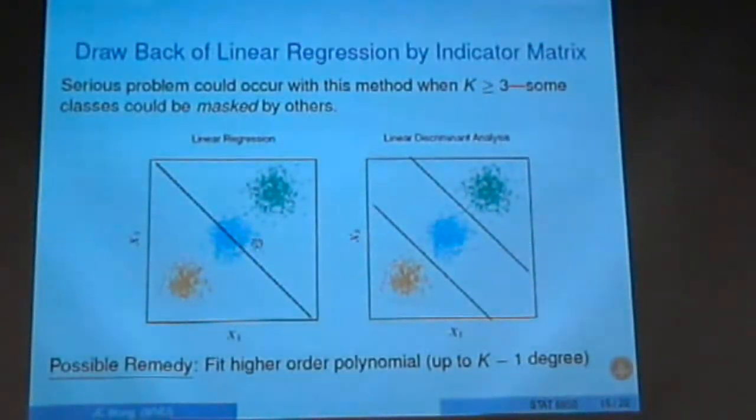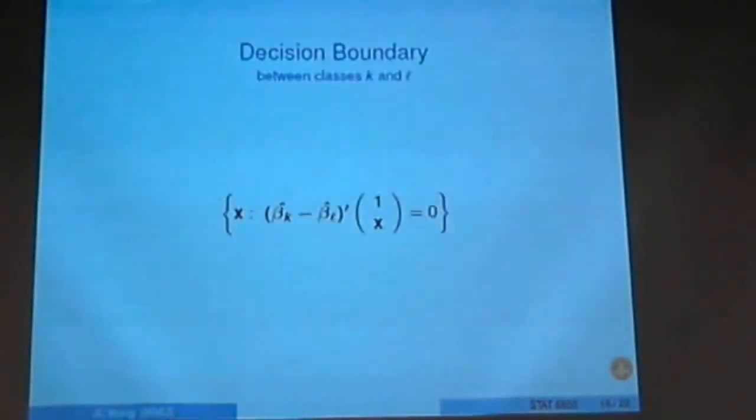Of course, there's one way you can overcome this. Instead of fitting only linearly, you consider higher order polynomials. That means you also fit the second order terms, x1 squared, x2 squared. You could also fit the interaction terms, the product terms, and so on. You can fit up to a k minus 1 order polynomial. The decision boundary basically will be based on that. We can actually find the decision boundary and describe it linearly with this result.